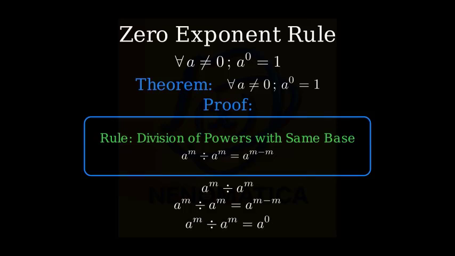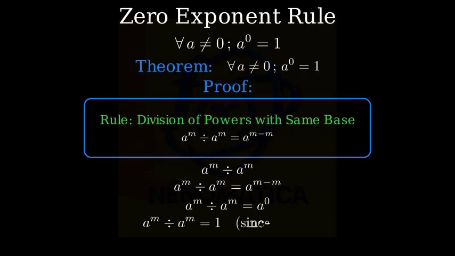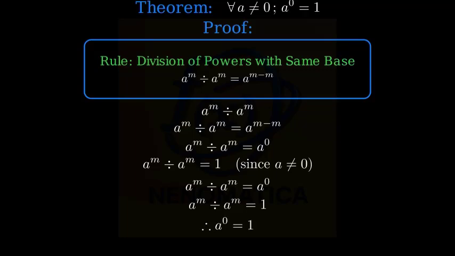Simplifying m minus m, we get 0. So our expression becomes a to the power 0. At the same time, we know that any number divided by itself equals 1, as long as the number is not 0. So a to the power m divided by a to the power m is equal to 1. Now we have two valid expressions for a to the power m divided by a to the power m. From steps 3 and 4, we can write that a to the power 0 equals 1.